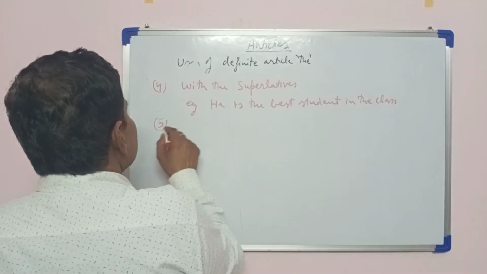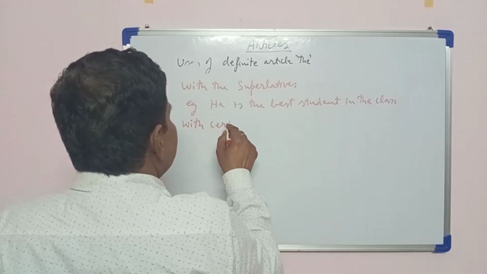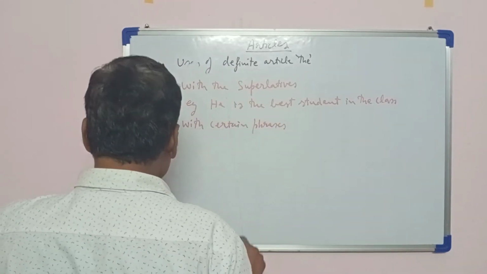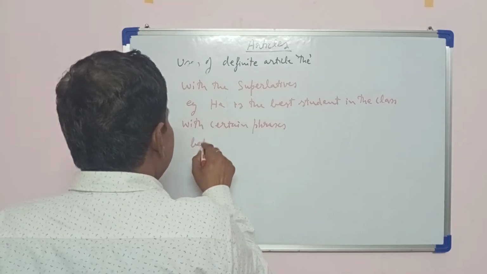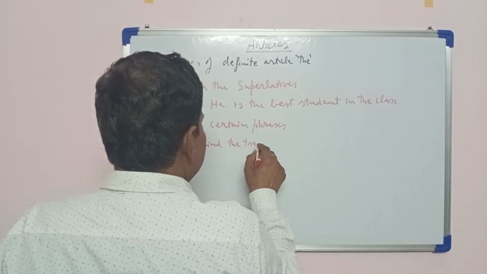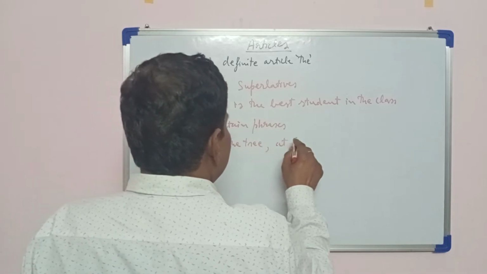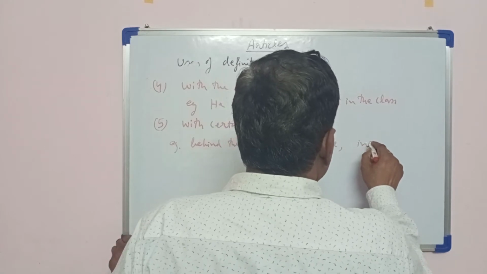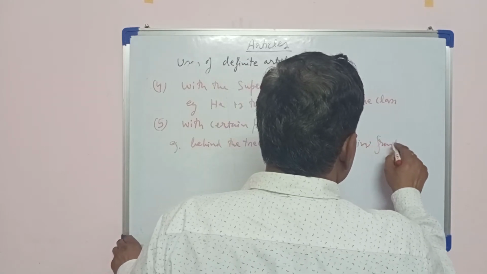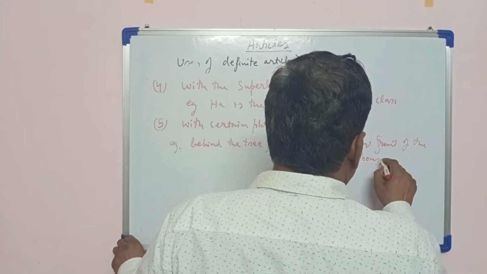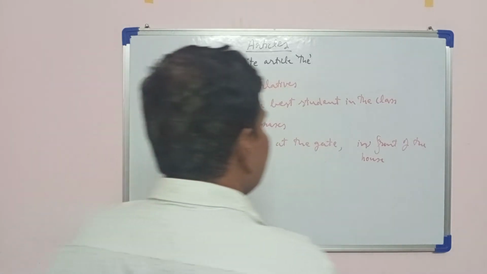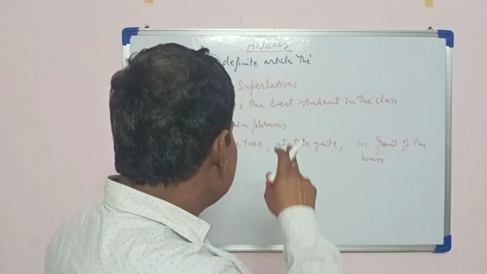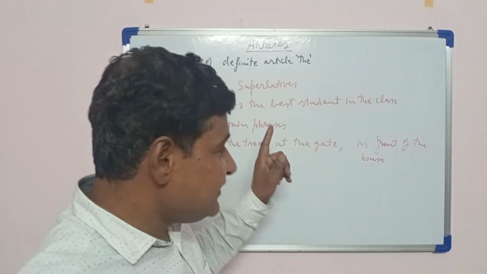Now the next one. With certain phrases. Example, behind the tree, at the gate, in front of the house. So here you can see the use. With the superlatives we use it, with the certain phrases we use it.